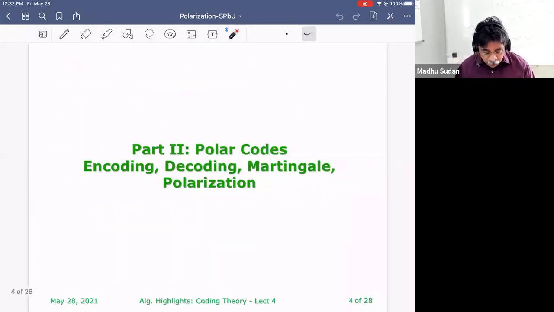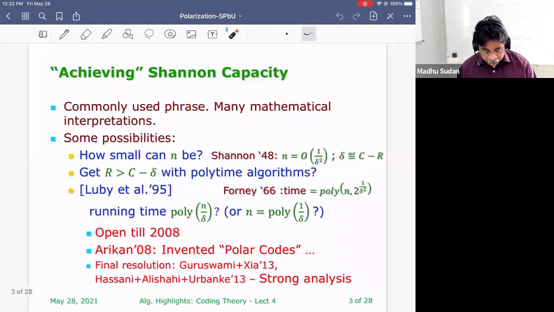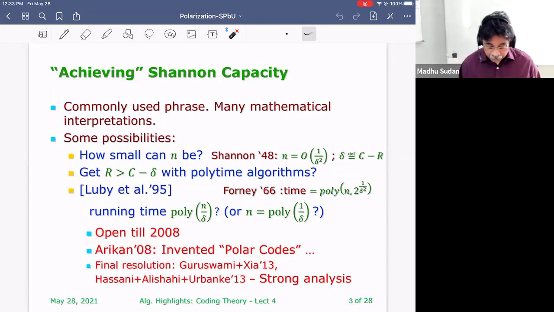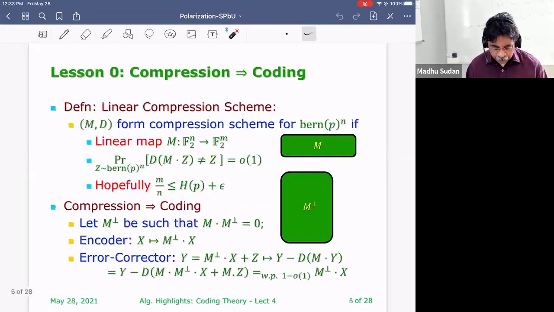Okay, so we told you that Arikan invented these polar codes, and then Guruswami and Xia, and Hassani, Alishahi and Urbanke gave the analysis, which tells us that yes, these codes actually achieve this phenomenon. Okay, so those are the codes that we want to define.